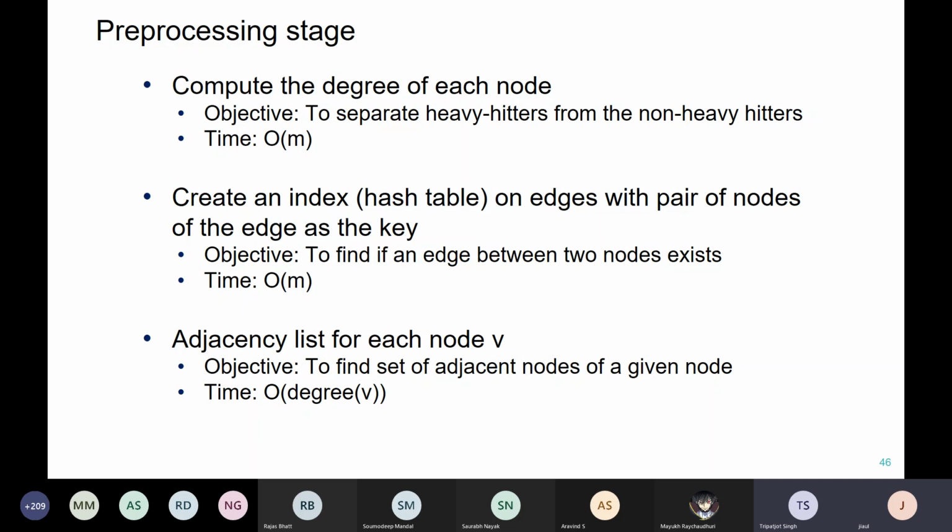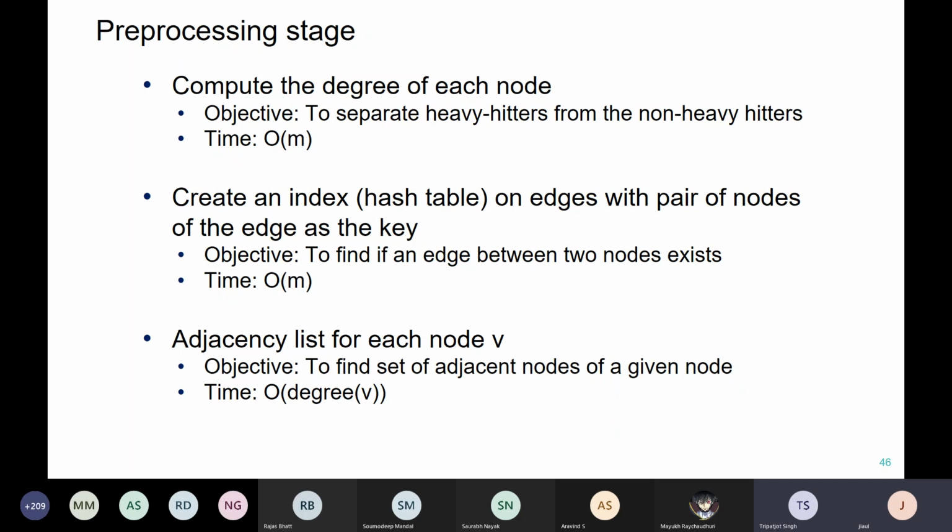In this case, I'm using hash tables, so that lookup is very fast with two nodes as the key. Whenever two nodes come in, we can quickly figure out whether there is an edge between them or not. If we can find it in the hash table, then there is an edge. If we don't find it, then there is no edge. That's it.